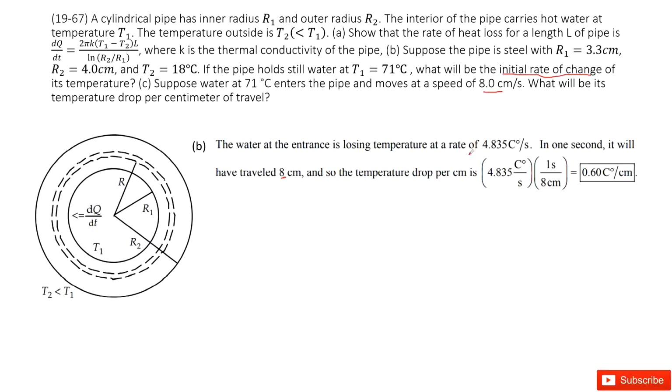And you can see the temperature drops 4.835 centigrade. And how far did it travel? 8 centimeters. So then you can get the answer. For 1 centimeter, the temperature drop is 0.6 centigrade. Thank you.